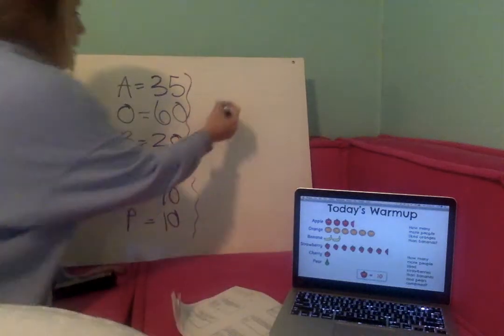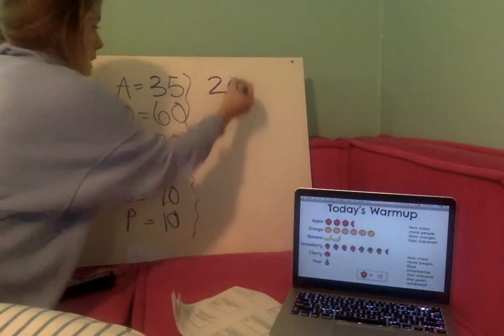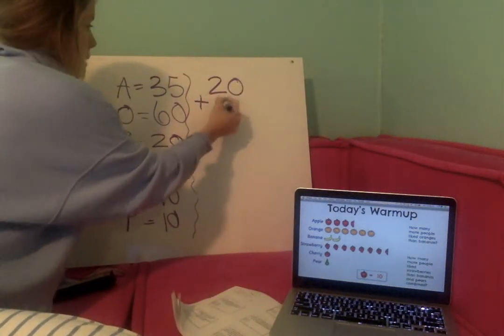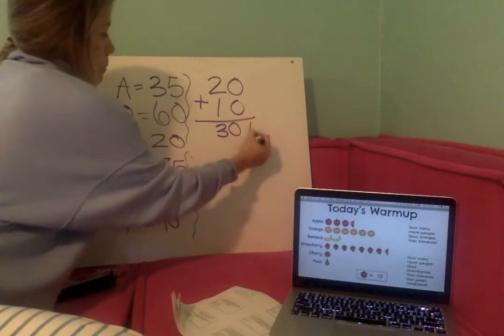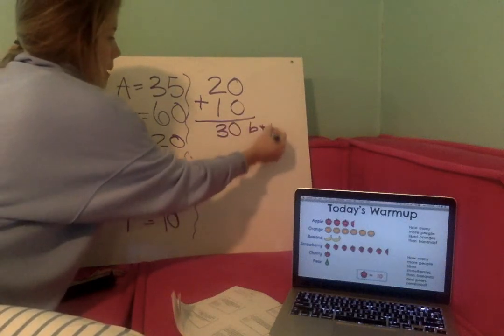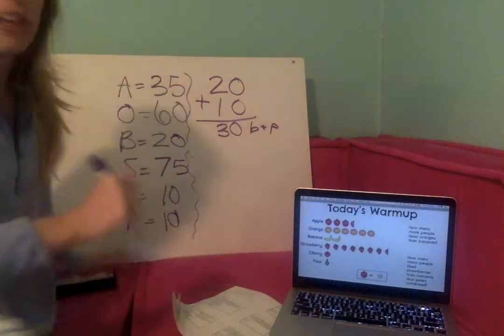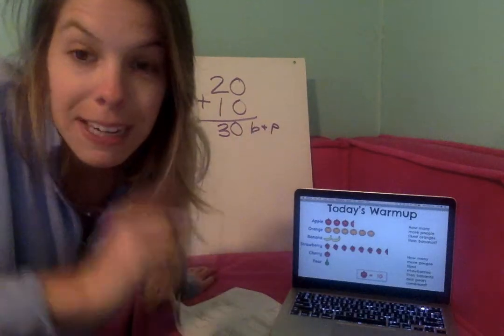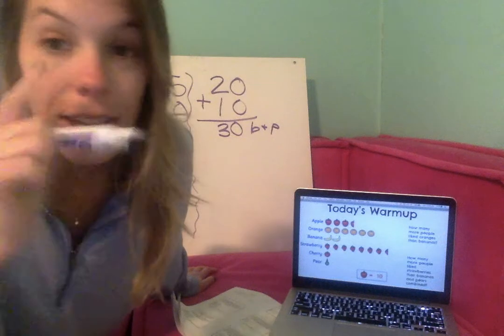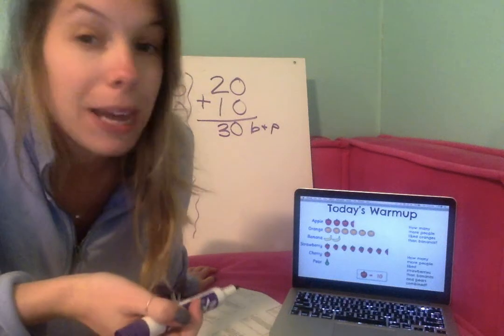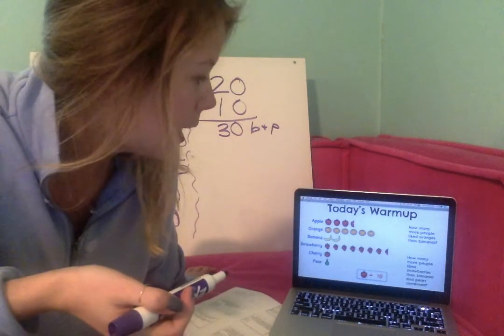So bananas, there were 20, and the pears, there were 10. So we know that 20 plus 10 is 30. And I'm going to put a B and a P for bananas and pears. In the problem, it said how many more, and that means subtract, and we have not subtracted yet. So that should help you know this is a two-step problem. We haven't solved it all the way.